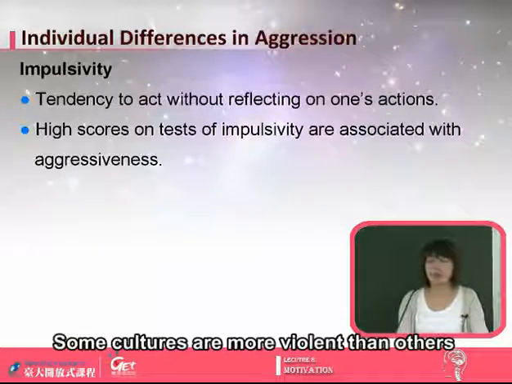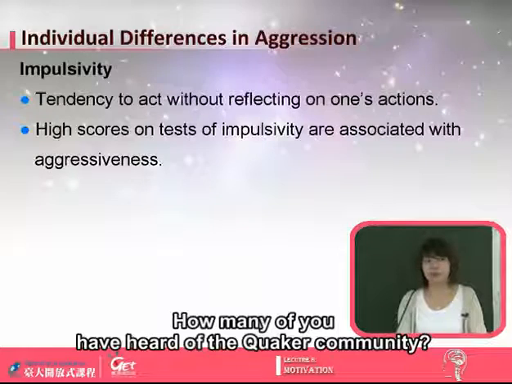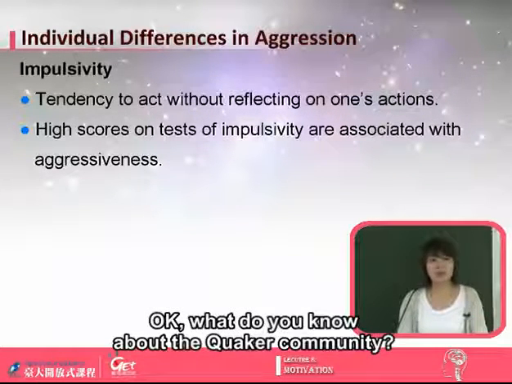Of course, a lot of people are talking about cultural aspects of threat and aggression. Okay? Some cultures are more violent than others. Now, one example from the US would be the Quaker community. How many of you have heard of the Quaker community? Okay, what do you know about the Quaker community?